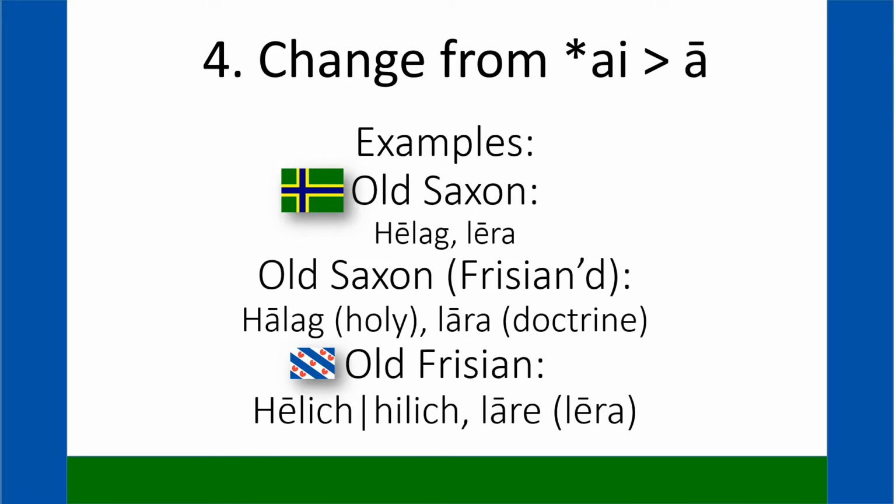The fourth change we see here from the influence of Old Frisian is that from Proto-West Germanic, or if you will, Proto-Germanic, the diphthong AI becomes a long A. And this is due to Frisian influence, where we see here with the Old Saxon, we have long E. So we have helag and lera, which is interesting in itself, whereas in the Frisianized Old Saxon, we have halag and lara, which is interesting in itself. However, by the time of Old Frisian, due to what is attested, we have helich and hilich and lare next to lera.